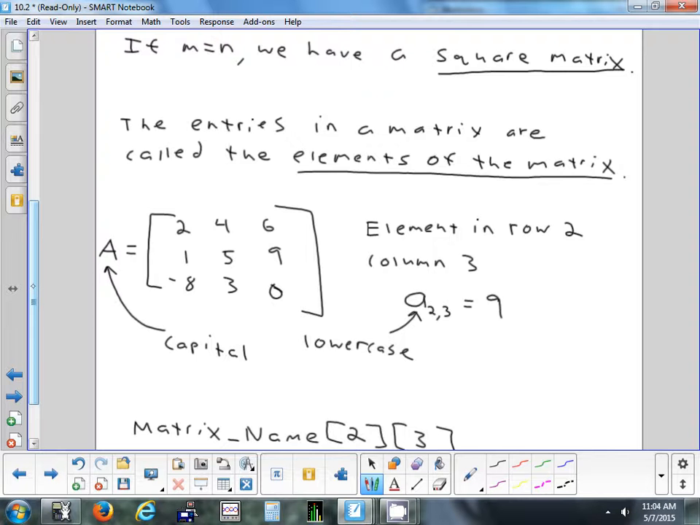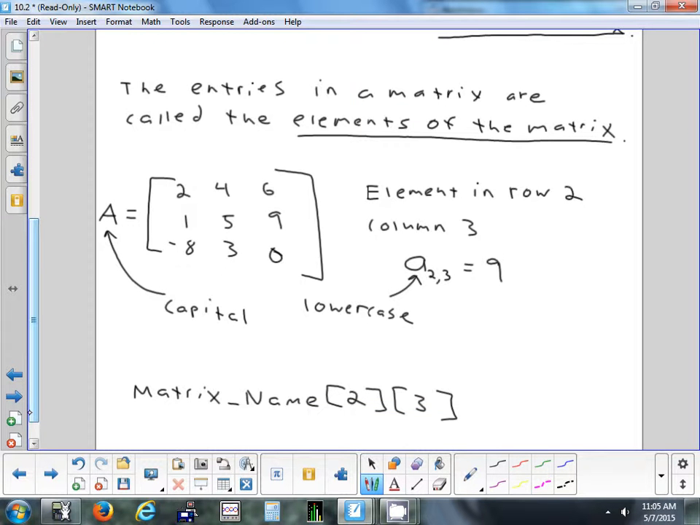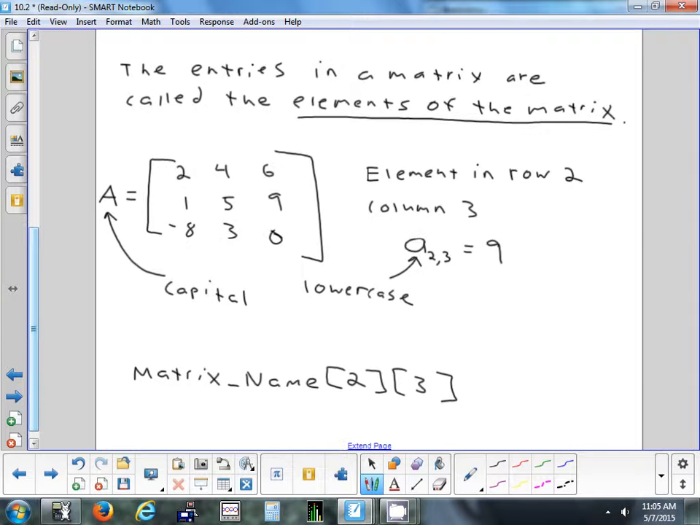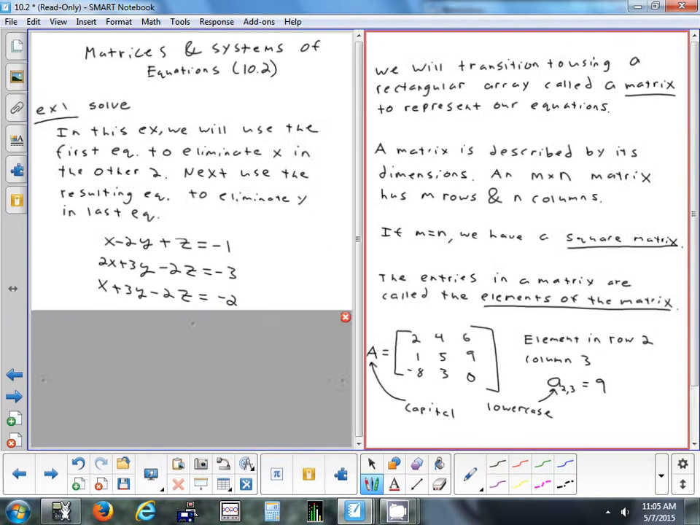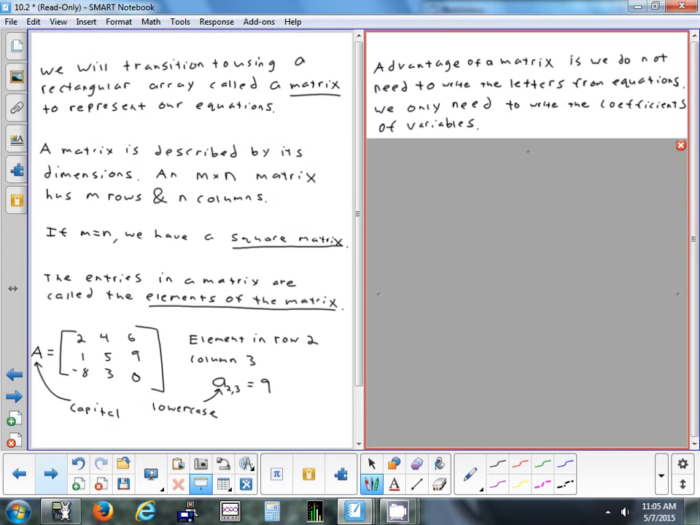Okay, any questions on any of those terms? Elements, square matrix, rows, columns, stuff. All right. So the main advantage of a matrix is when we write down our calculations, we don't have to write the letters. All we're going to have to do is write numbers.